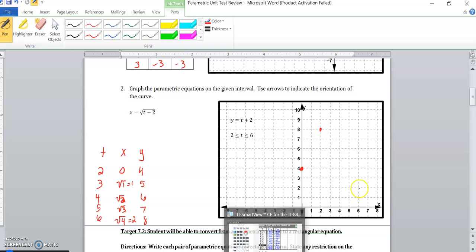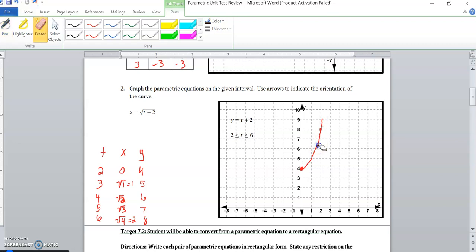Again, if I would put this into a graphing calculator to see what it would look like, you would find it would look like this. My very first point is 0, 4, and my last point is 2, 8. So I would only graph that segment of the graph. If t went up to 10, this would keep going. But since we don't go past 6, we just stop our graph. Also, because of this, we put arrows in the direction of our curve.